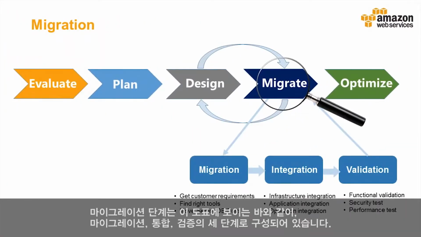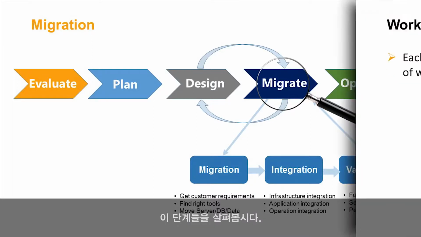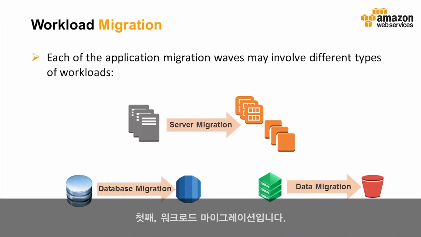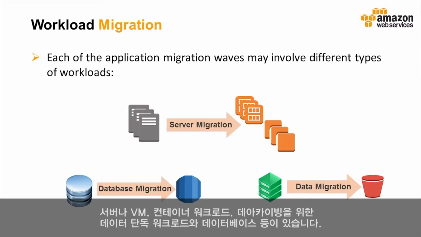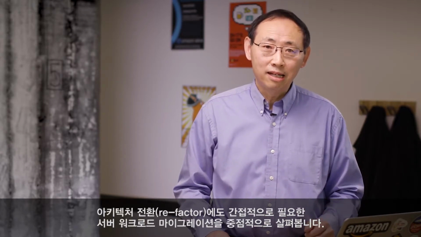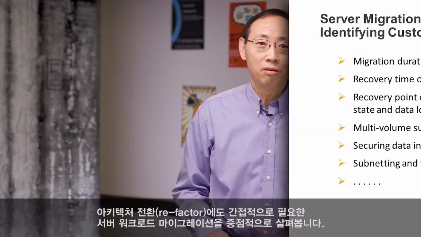The migration phase actually consists of 3 steps: migration, integration, and validation, as illustrated in this diagram. Let's go through these steps. First, workload migration. There are different types of workloads for migration. For example, server, VM, or container workloads, database, and the data alone for archiving. In this session, we focus on the server workload migration, which is commonly required by rehosting and replatform approaches, and also indirectly by refactoring as well.